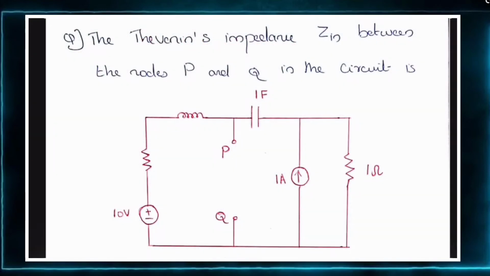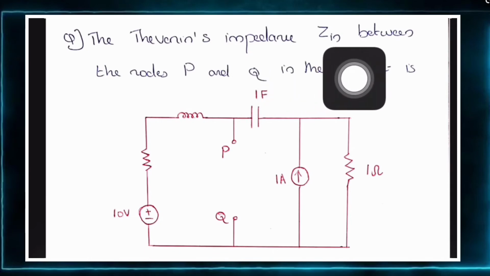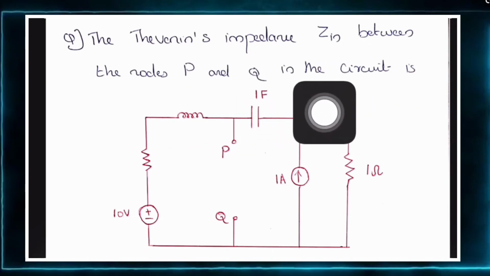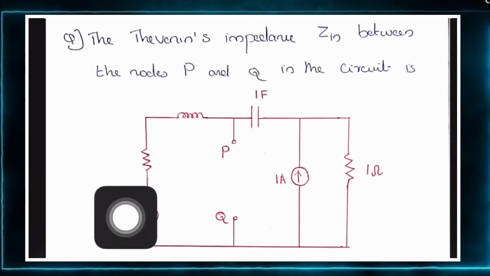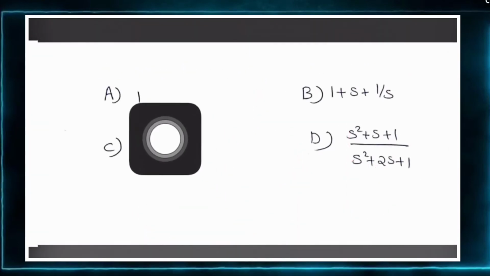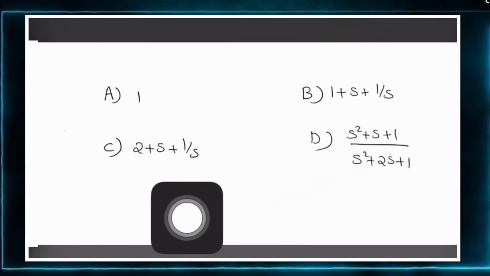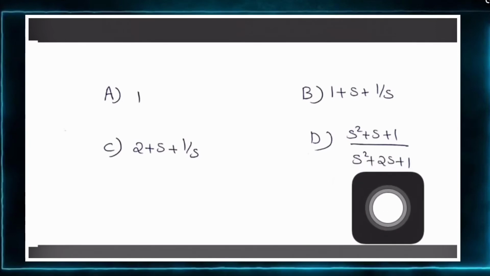Let us move ahead and see next question. The Thevenin's impedance seen between the nodes P and Q in the circuit is. You can see the network here. 4 options are given. Option A 1, option B 1 plus s plus 1 by s, option C 2 plus s plus 1 by s, and option D s square plus s plus 1 by s square plus 2s plus 1.